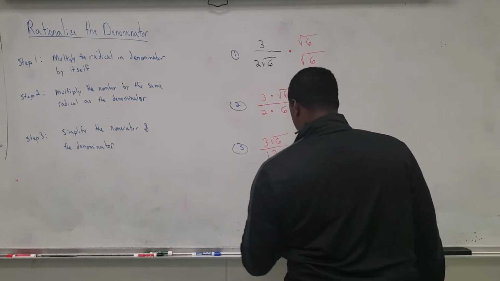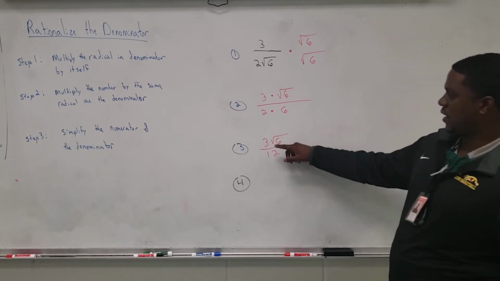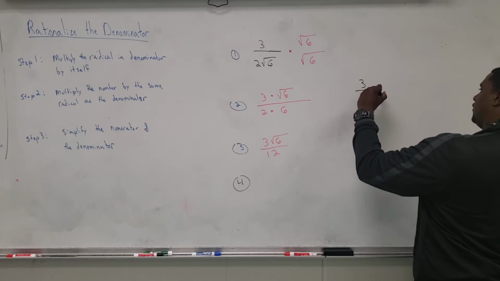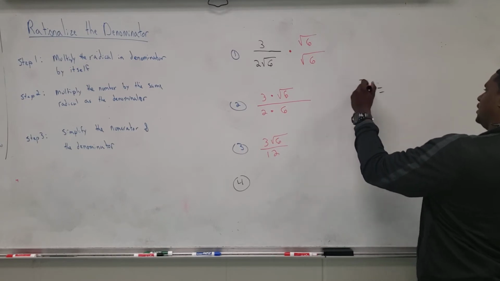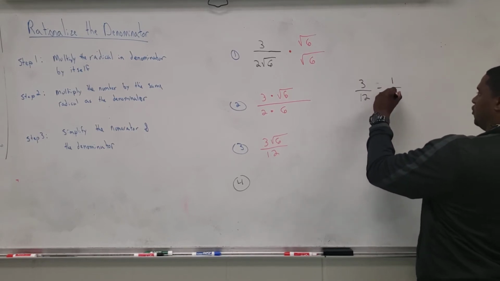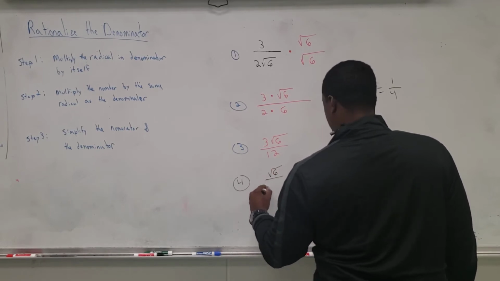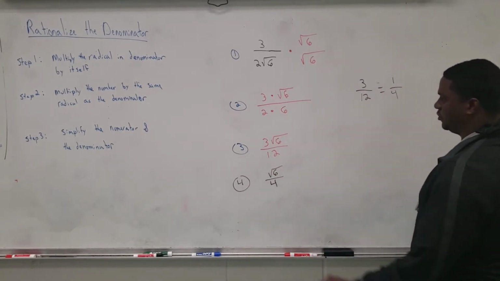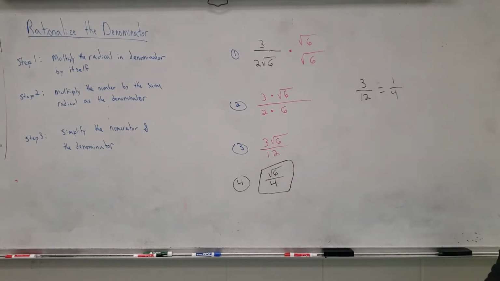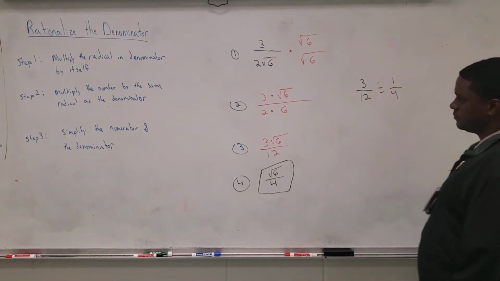Now I have an additional step on this one. Right? I have 3/12. Both of these can be divided by 3. 3 divided by 3 is 1. 12 divided by 3 is 4. So again, I don't have to put the 1 into my numerator, but I do have to put the 4. So I have square root of 6 divided by 4 is my answer.